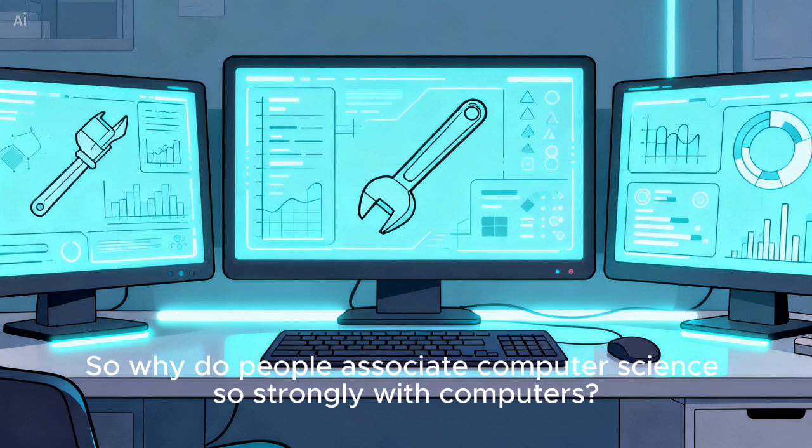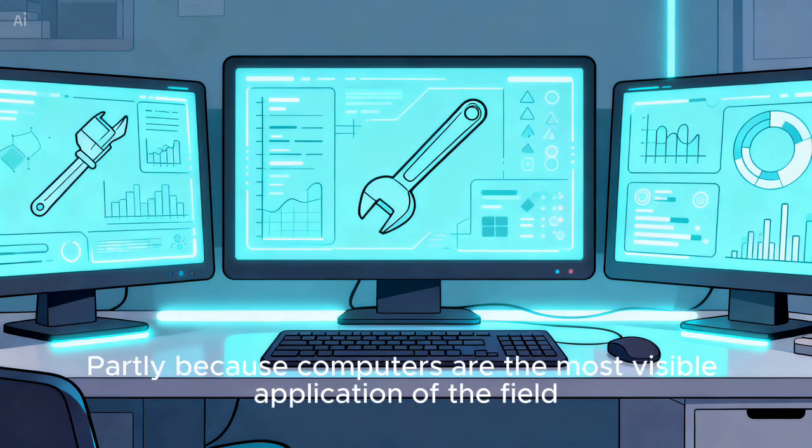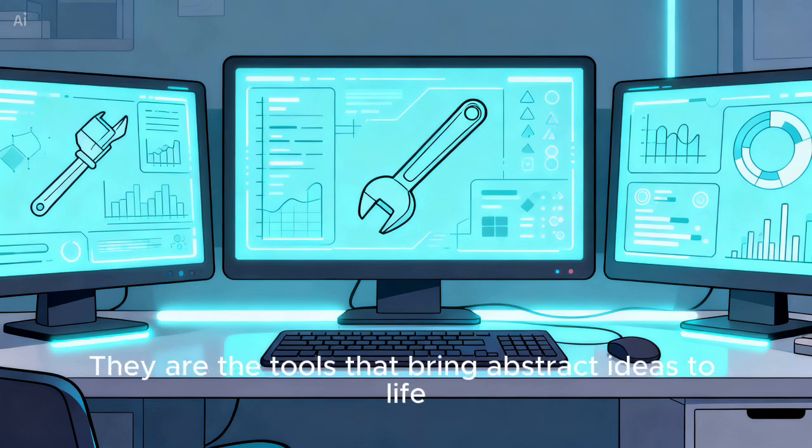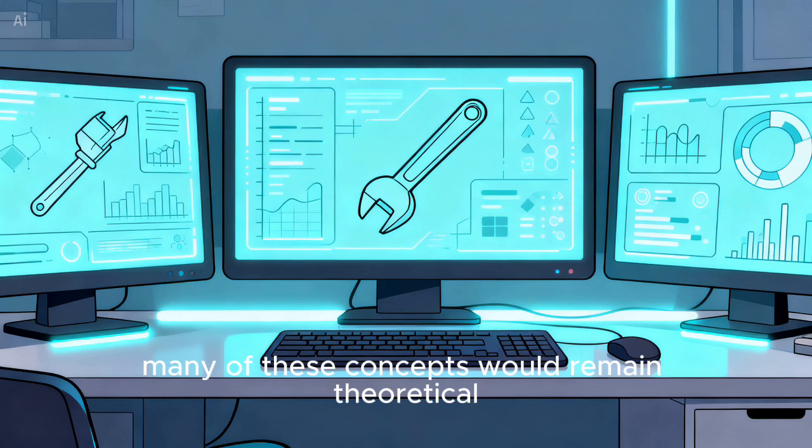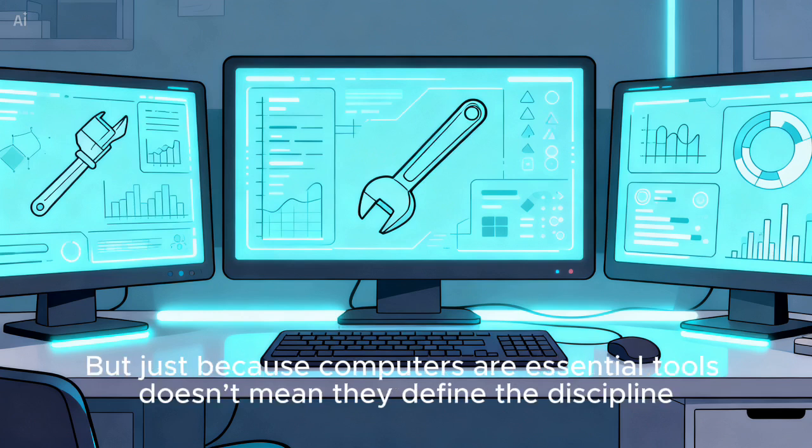So why do people associate computer science so strongly with computers? Partly because computers are the most visible application of the field. They are the tools that bring abstract ideas to life. Without computers, many of these concepts would remain theoretical. But just because computers are essential tools doesn't mean they define the discipline.